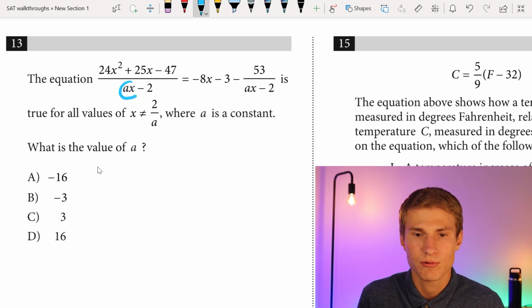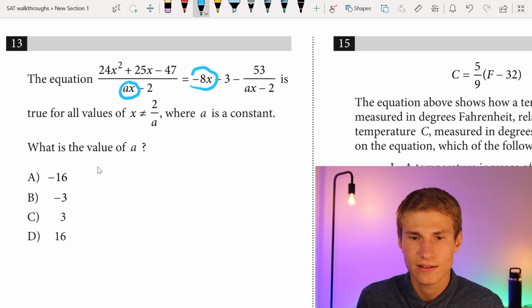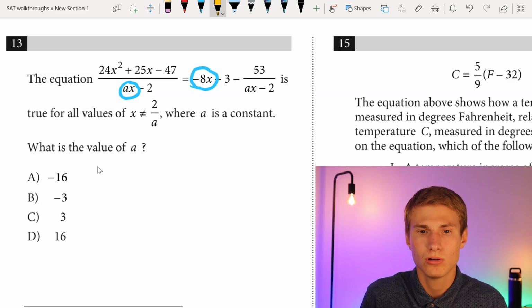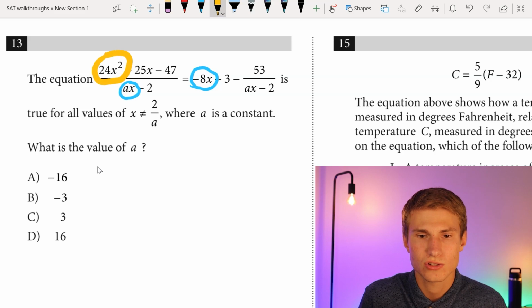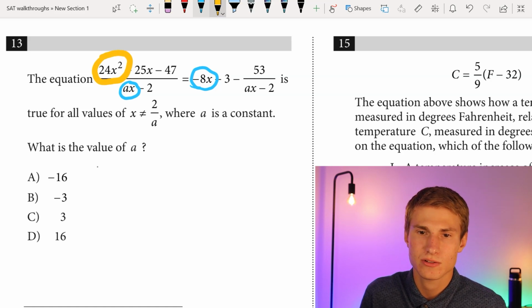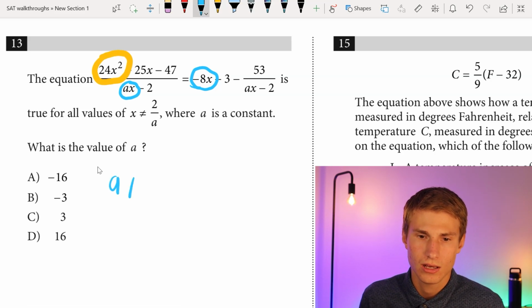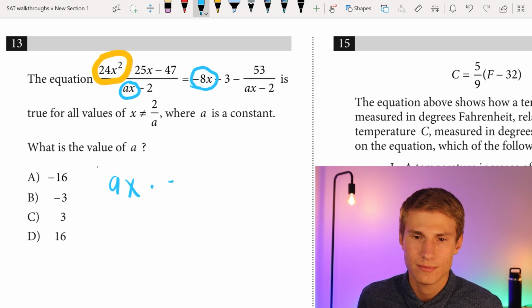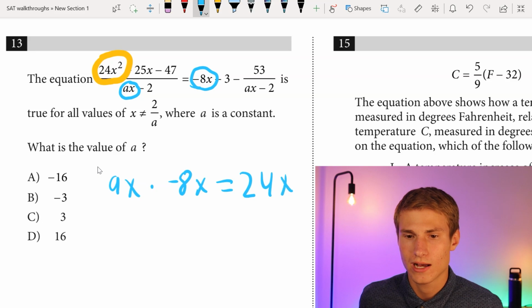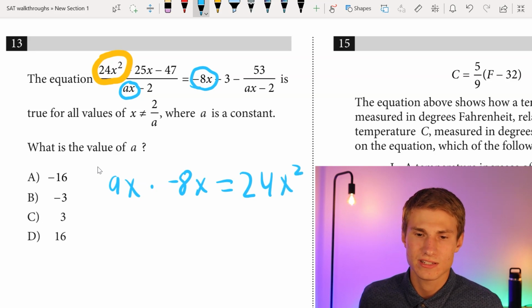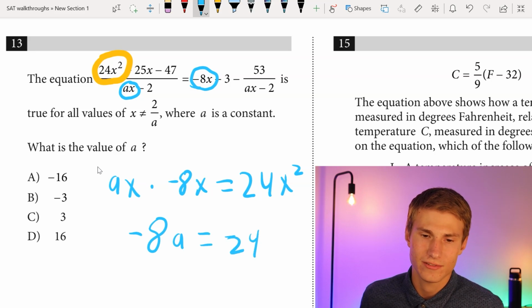All right, key thing here. We want to recognize that a times x times -8x has to equal 24x squared. So that's the key part and how this question becomes super easy. A times x times -8x has to equal 24x squared. In this case, we can simplify this down to -8 times a has to equal 24. From there, you can obviously see that a is going to end up equaling -3.